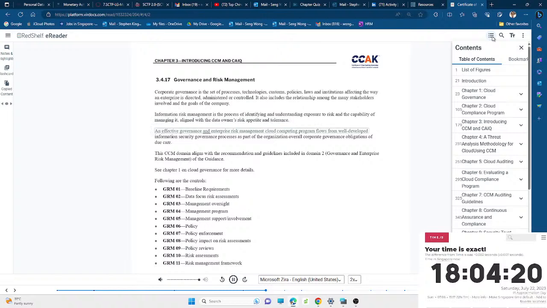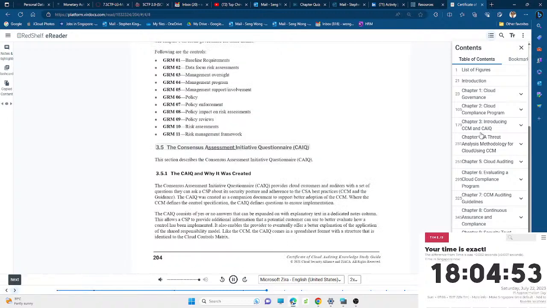An effective governance and enterprise risk management cloud computing program flows from well-developed information security governance processes as part of the organization's overall corporate governance obligations of due care. This CCM domain aligns with the recommendation and guidelines included in Domain 2, Governance and Enterprise Risk Management, of the guidance. See Chapter 1 on Cloud Governance for more details. Following are the controls: GRM01 Baseline Requirements, GRM02 Data Focus Risk Assessments, GRM03 Management Oversight, GRM04 Management Program, GRM05 Management Support/Involvement, GRM06 Policy, GRM07 Policy Enforcement, GRM08 Policy Impact on Risk Assessments, GRM09 Policy Reviews, GRM10 Risk Assessments, GRM11 Risk Management Framework.